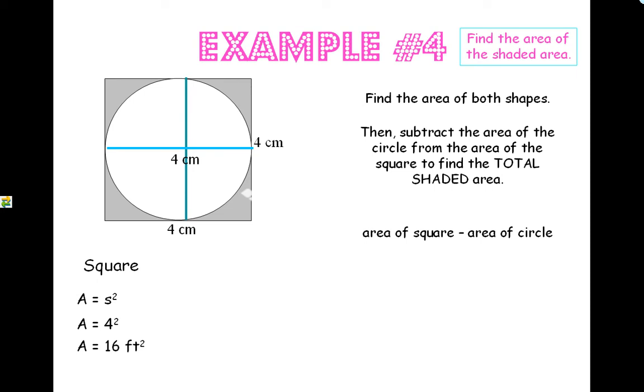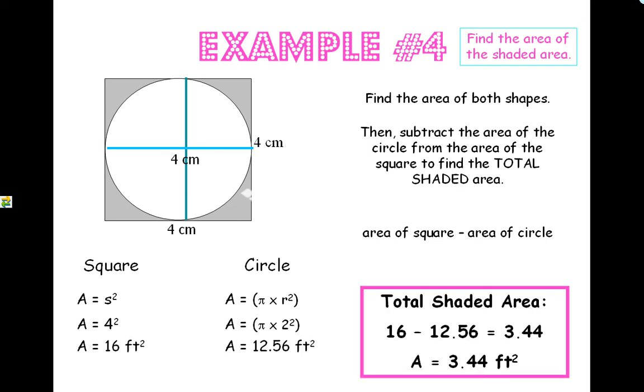The circle, we just reviewed, is pi times r squared, in which, checking out here, this is our diameter. Our diameter is 4. So our radius would be 2. So pi times 2 squared, which is pi times 4, is 12.56. And instead of adding here, we're going to have to subtract because we're looking for the shaded area. So 16, the square, minus the area of the circle, 12.56, is going to be equal to 3.44 feet squared. That is the shaded area.